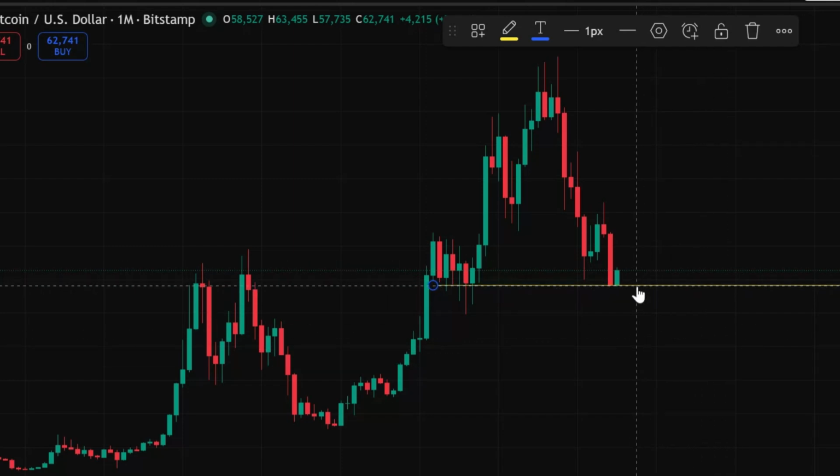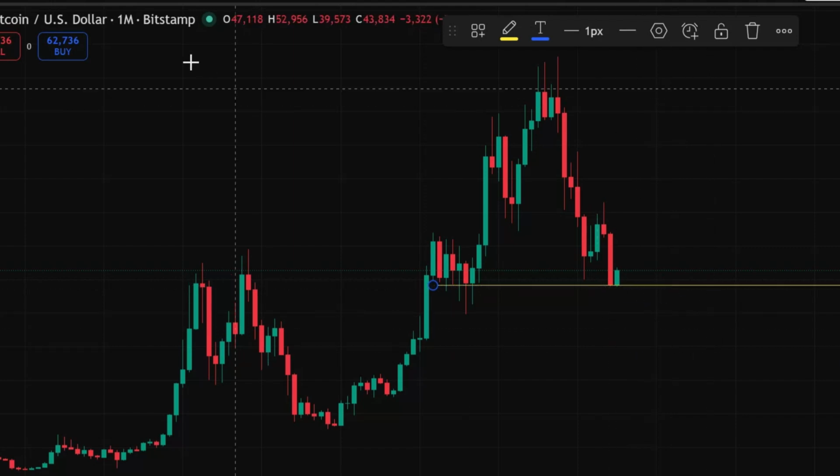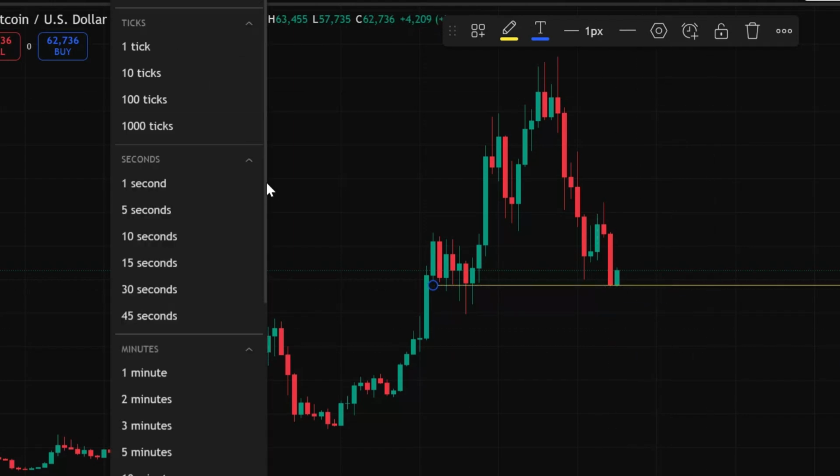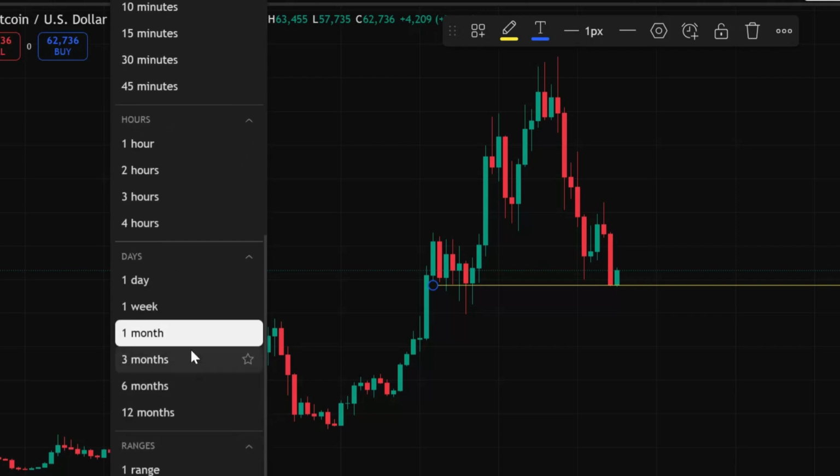If this position here acting as support currently is broken, then we are going down. But from now, we can see that this market wants to reverse. So be prepared that Bitcoin is going to go up soon. Let's check this on the weekly time frame.